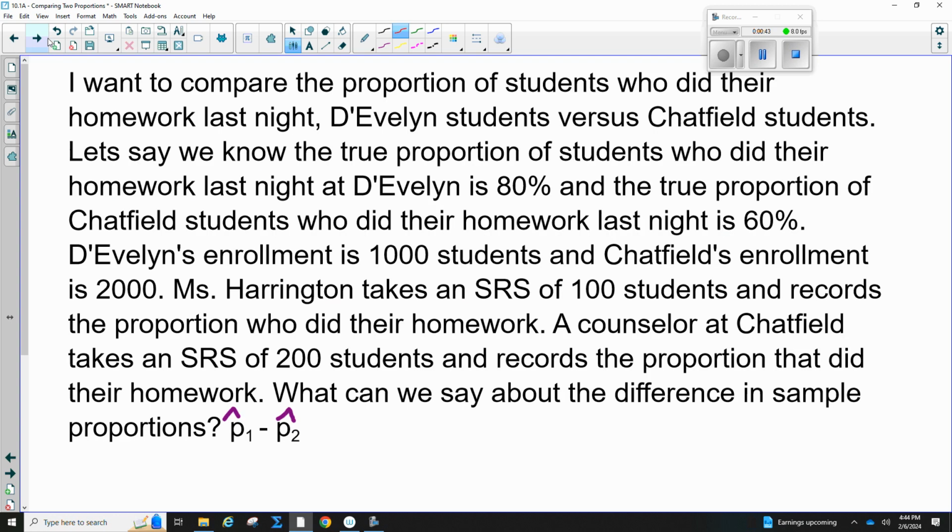So let's say I want to compare the proportion of students who did their homework last night, and we want to compare Devlin students to Chatfield students. Let's say that we actually know the true proportion, okay? We know the truth of how many students did their homework last night, and at Devlin, the true p is 80% did their homework. And the true proportion for Chatfield students who did their homework last night is only 60%.